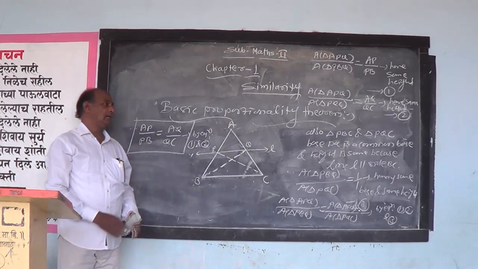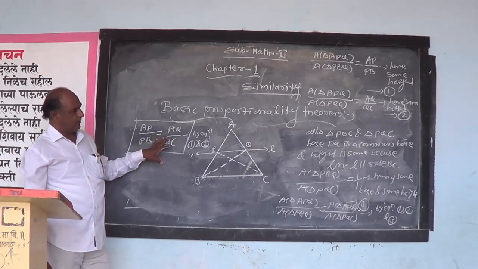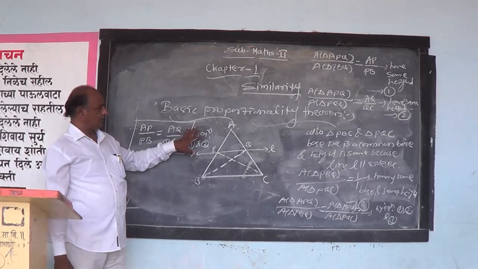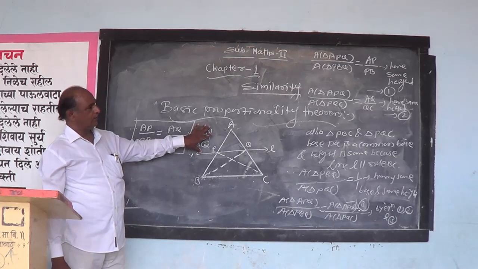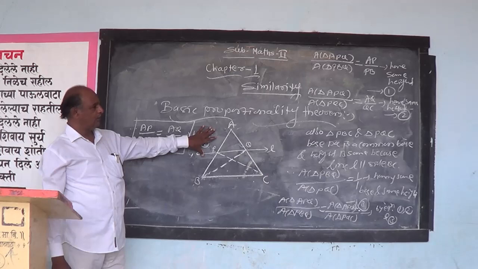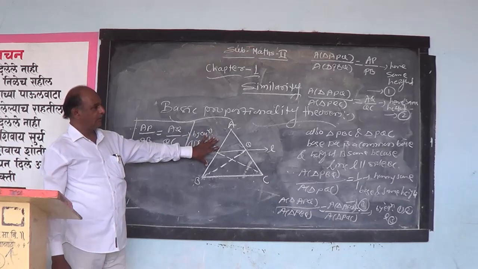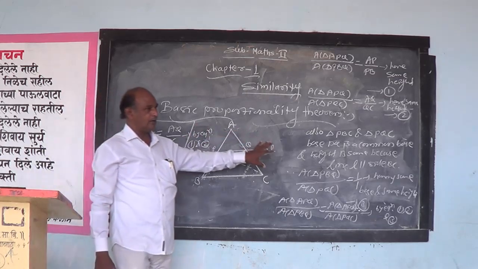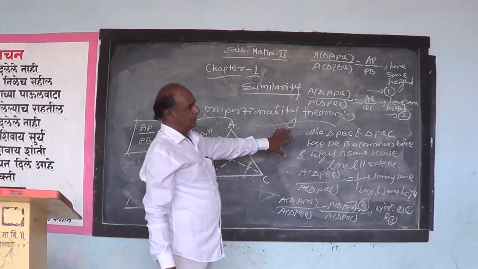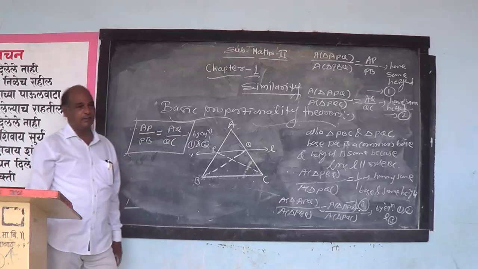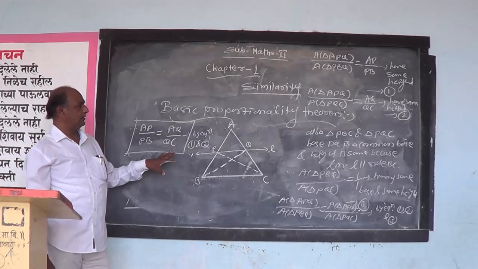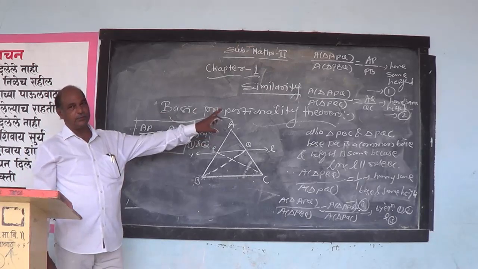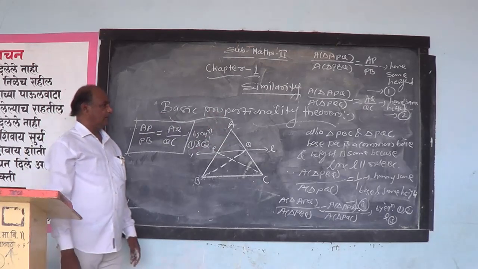All students, do not just read this theorem. We try to prove this theorem step by step. First of all, we remember which property is used in this theorem, and by using it we prove this theorem, the basic proportionality theorem.